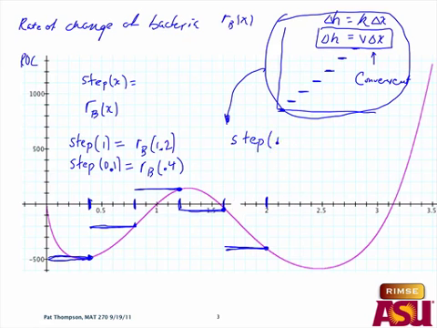Okay, what about step of 1.9? Where are we getting step of 1.9? It's not RB of 2, that's different. So it's not 2. 2 is the x value. It's the rate at 2. Right? So the step value at 1.9 is the actual rate at 2.